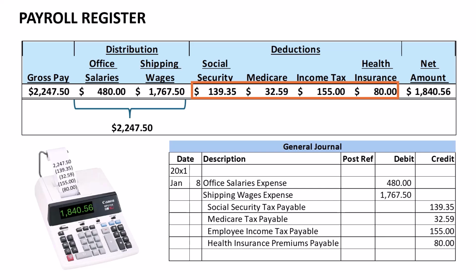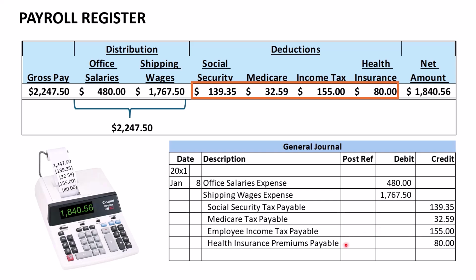We enter the liabilities from the payroll register summary into the journal entry by indenting the third line and writing Social Security tax payable in the description column in the amount of $139.35 in the credit column. On the fourth line, we write Medicare tax payable into the description column in the amount of $32.59 into the credit column. On the fifth line, we write employee income tax payable into the description column in the amount of $155 into the credit column.